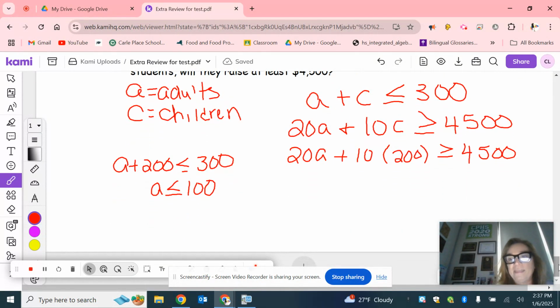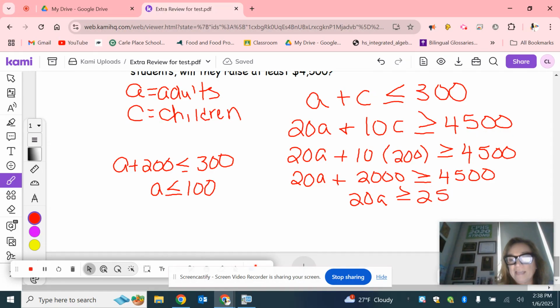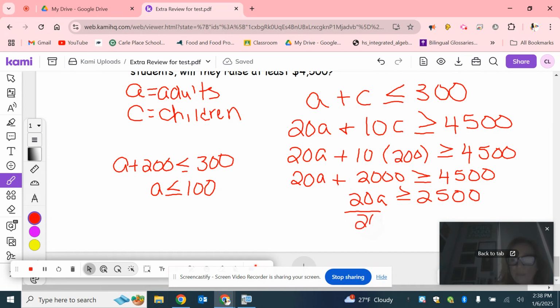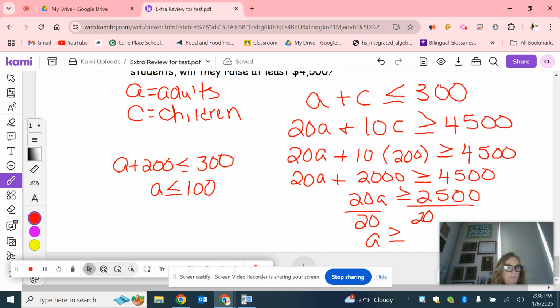All right, so this will give me $2,000. And that means 20 adults plus $2,000 has to be greater than or equal to 4,500. So that means 20 adults, if I subtract the 2,000 from both sides, would have to be above 2,500. So now if I divide by 20, that means that adults has to be greater than or equal to, and let me just turn the light back on here because I'm sitting in the dark. 2,500 divided by 20 is 125.